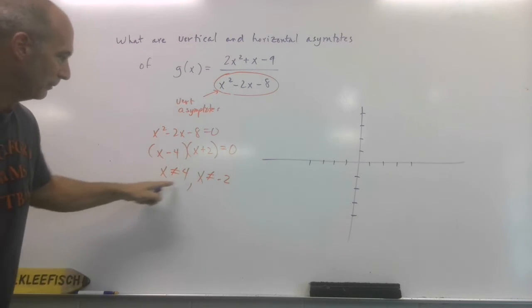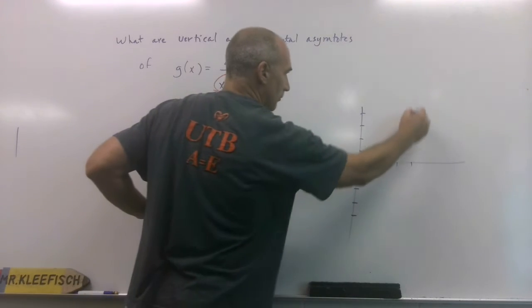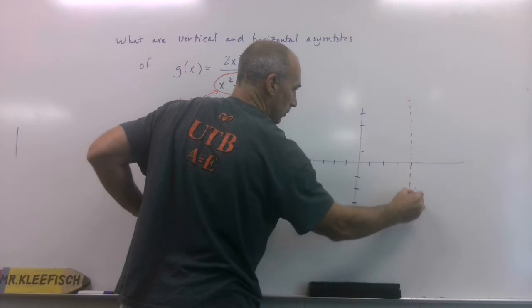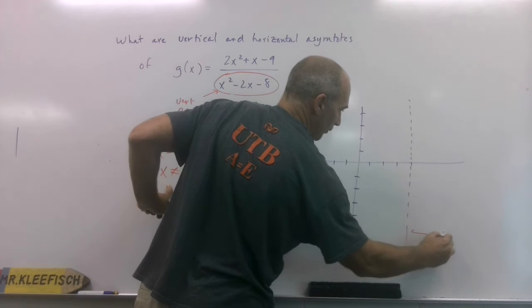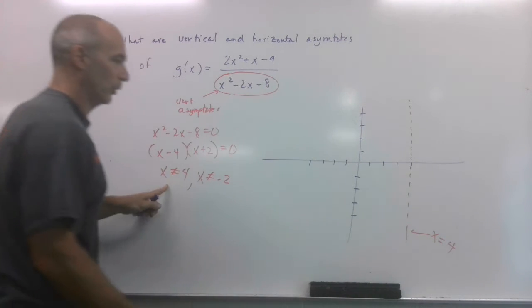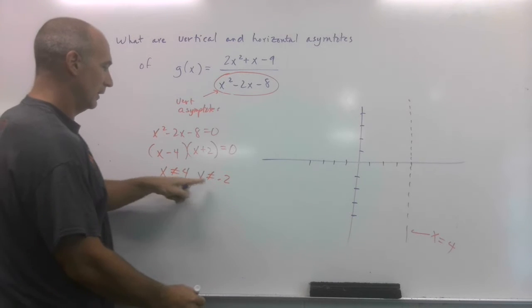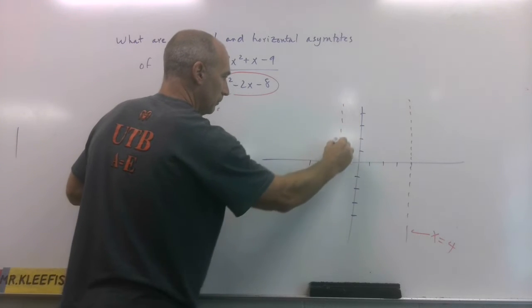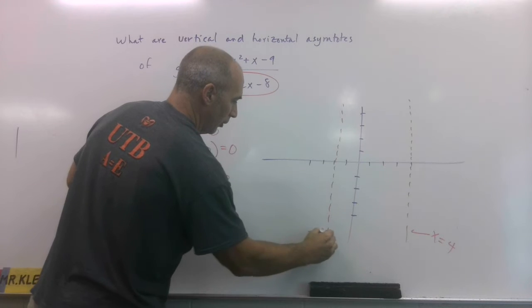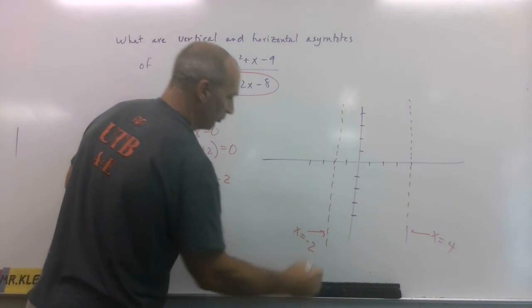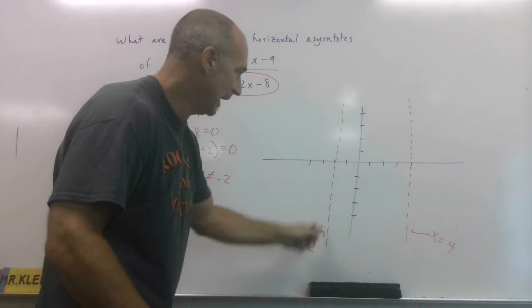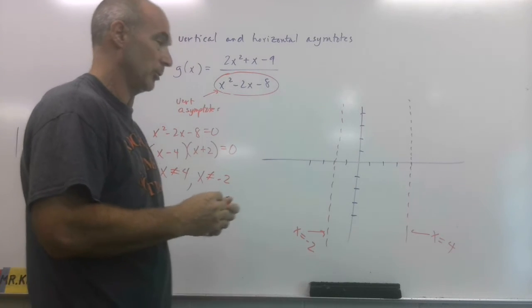So what does that mean in my picture? It means my graph will not cross that vertical asymptote, x equals 4, because x can't be 4, and x can't be negative 2. So x equals negative 2 is my other equation, the actual name of the vertical asymptote.